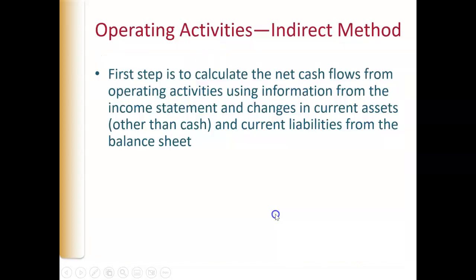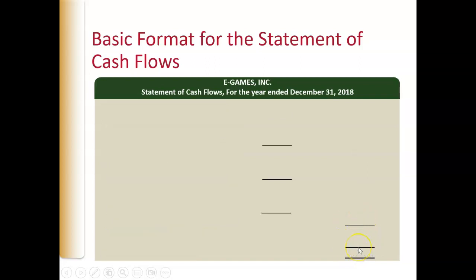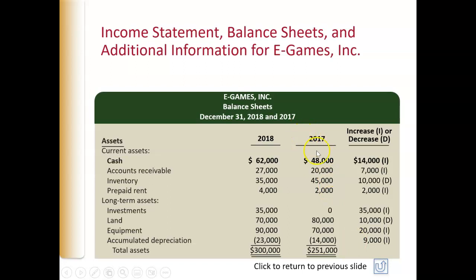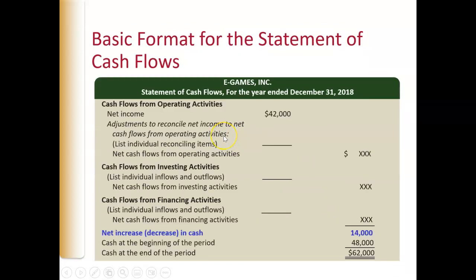We'll know when we do this, there is a net increase in our cash throughout the year of $14,000. If we began cash at the beginning of the period of $48,000, that means at the end of the period it's $62,000. I want you to see this 48 is what we show here. And do you see our cash at the end of 18 shows 62? And do you see how it ties in to this? Okay? Make sense?